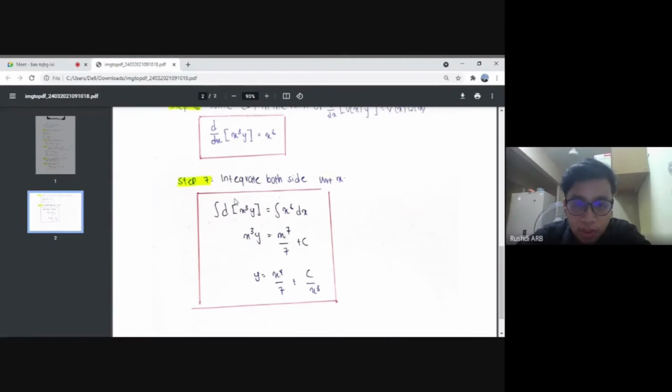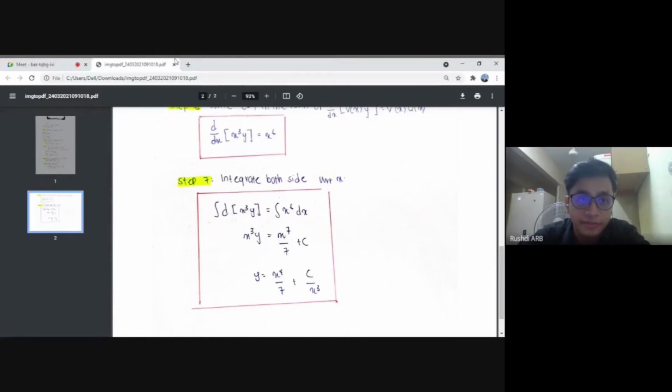So we will get integrate dx power of 3y equal to integrate x power of 6 dx. And when we integrate, we will get x power of 3y equal to x power of 7 over 7 plus c. Then we will bring the x power of 3 to the right hand side, and the final answer is y equal to x power of 4 over 7 plus c over x power of 3.